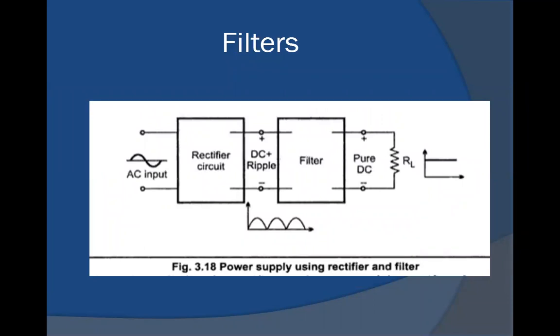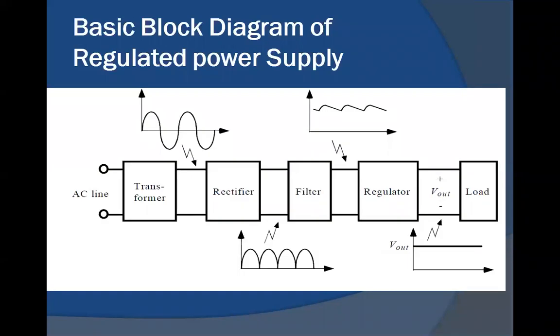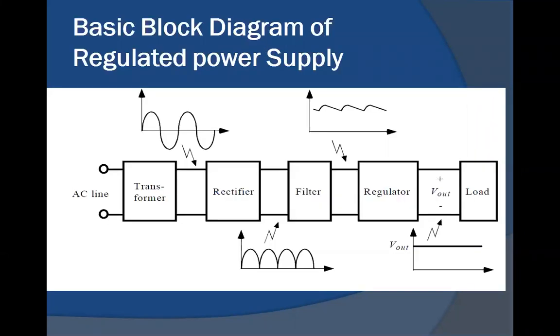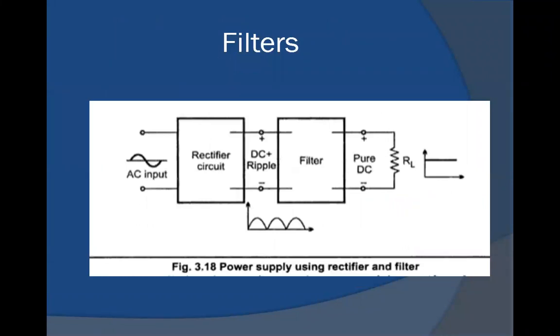Filters. Next, we are going to see filters, which will be the second circuit or second block in the regulated power supply. In the previous class, we had seen the rectifier and its types. Now we are going to see the filter circuit. So the output of the rectifier will be unregulated DC output with some ripples.